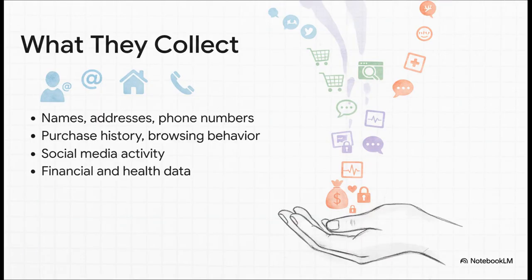And what kind of information are they collecting? Honestly, it's pretty much everything. It starts with the basics you'd expect: names, addresses, phone numbers, but it quickly goes way deeper into your shopping habits, your browsing history, your social media posts, and even incredibly sensitive stuff like financial and health data.